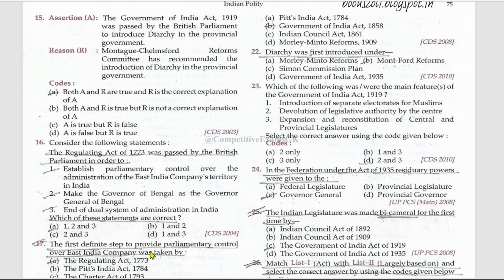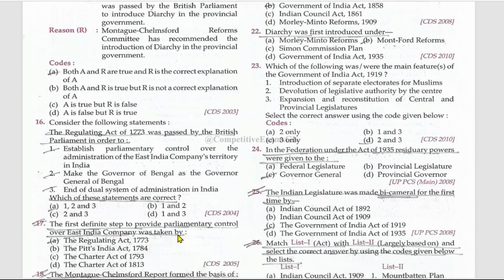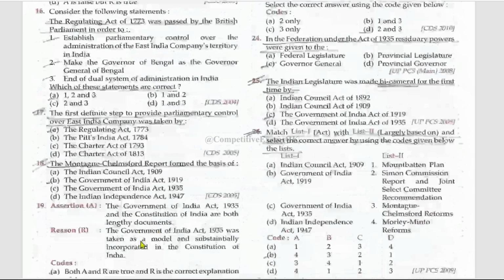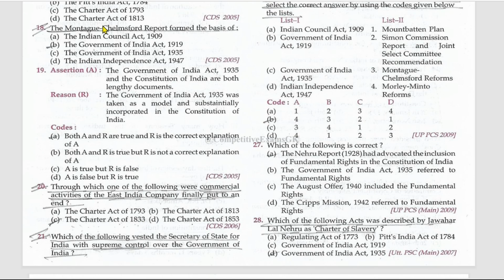This is also right. The first definite step to provide parliamentary control over East India Company was taken by the Regulating Act 1773. The Montagu-Chelmsford Reform Report formed the basis of the Government of India Act 1919.